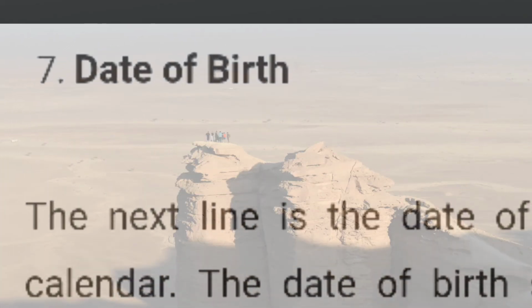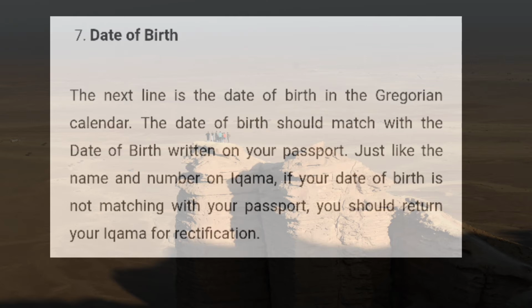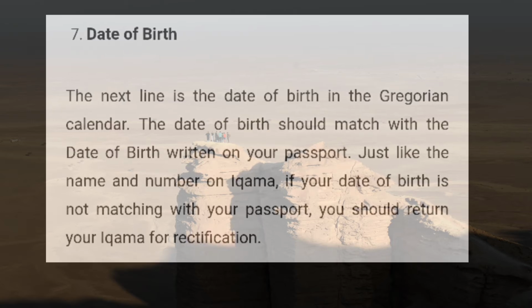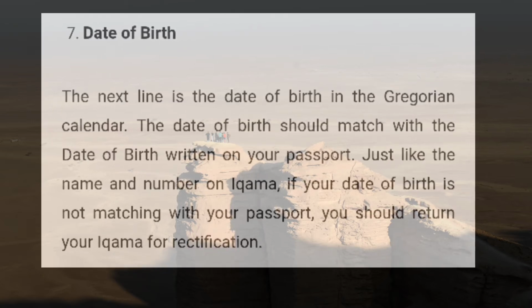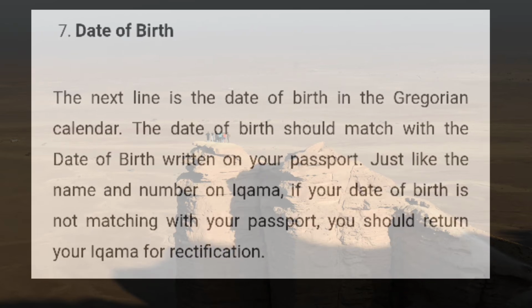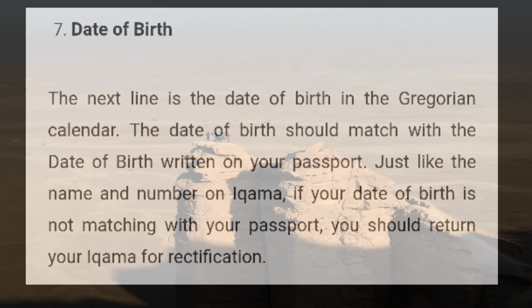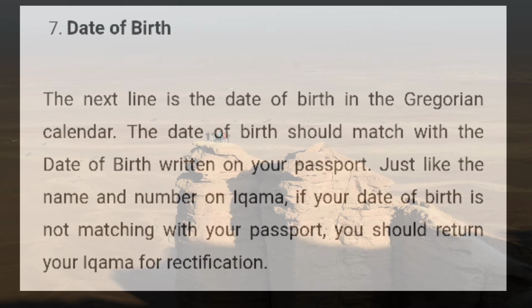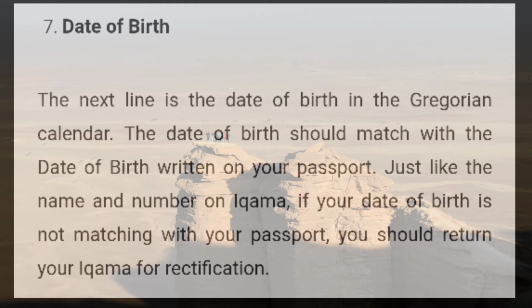Number 7. Date of birth. The next line is the date of birth in the Gregorian calendar. The date of birth should match the date of birth written on your passport, just like the name and number on your Iqama. If your date of birth is not matching with your passport, you should return your Iqama for rectification.